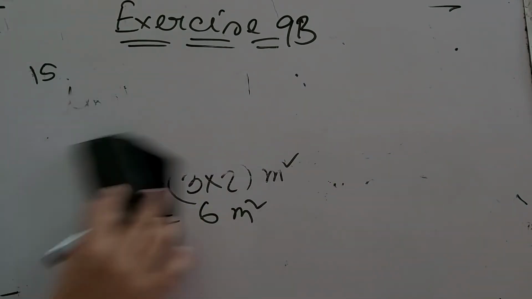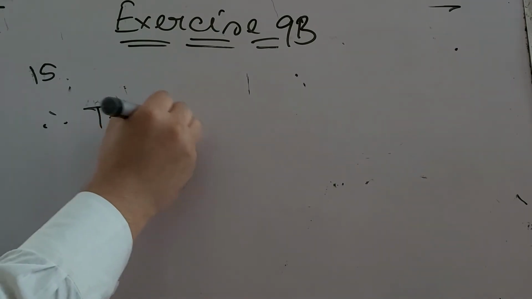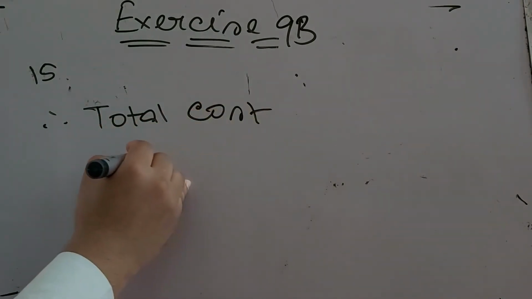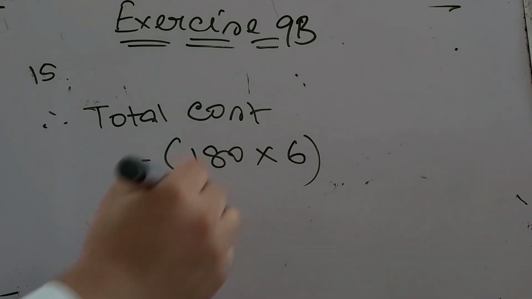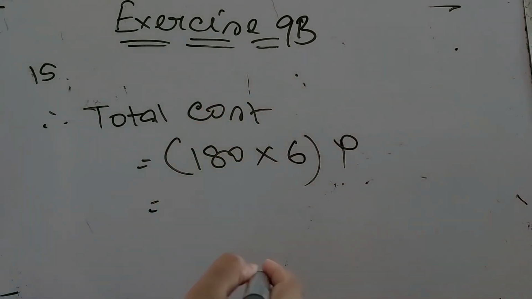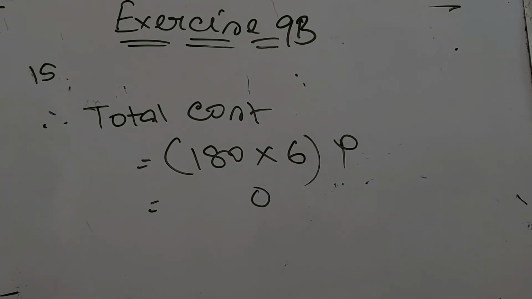Very simple problem. You have to do the multiplication. You have to multiply 180p by 6. So we can say, therefore, total cost equals 180 times 6 pence. So we have to do the multiplication and we will get our total cost. Now we have to do the multiplication of 180 and 6, and then we will find the cost of tiling the floor.